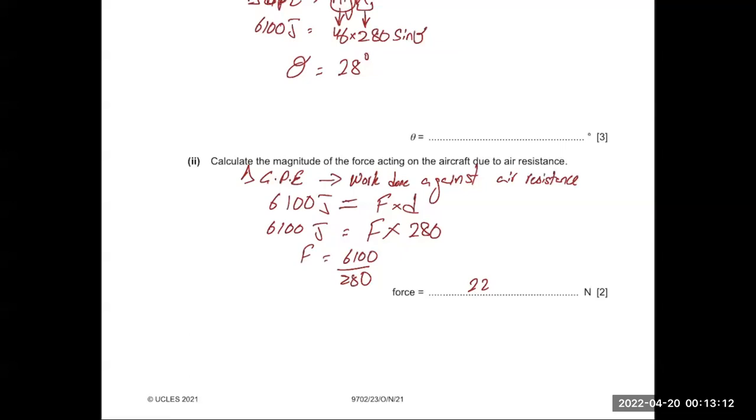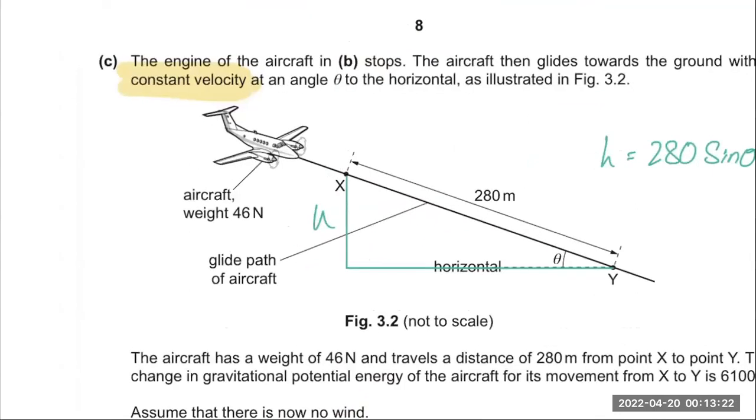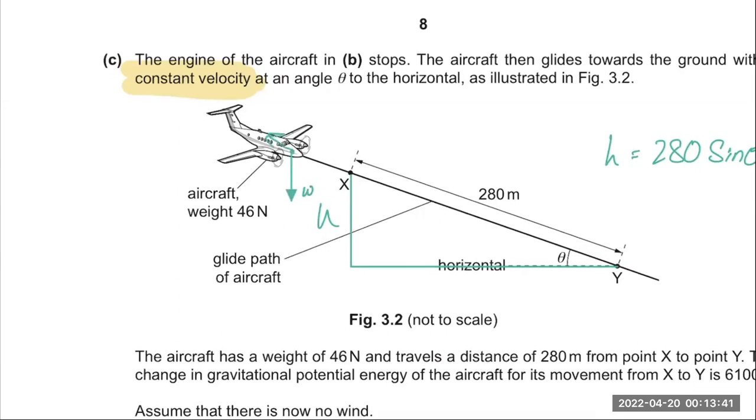Now, Afnan's question is, why can't we use F minus R is equals to MA when we know that the acceleration is zero? We can use that, Afnan. You can. The only thing that you need to understand is what is F here and what is R here. So for this aircraft, you've got weight acting downwards, W. And you've got air resistance acting in the opposite direction to its movement. So something like this.